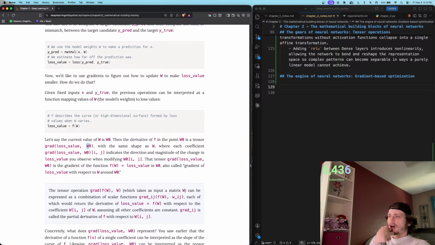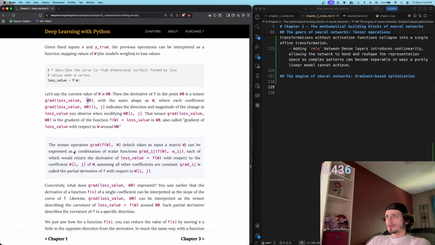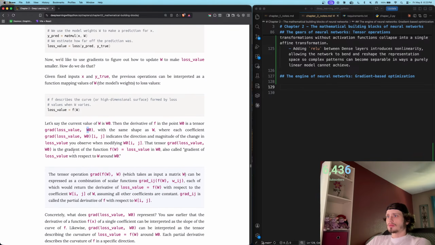You observe when modifying weight row 0. What is going on here? It's losing me, boys.